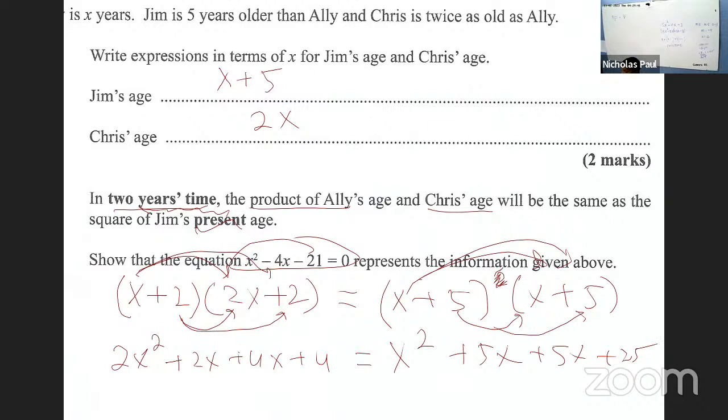Okay, then bring the like terms together. Bring everything from the right hand side to the left hand side, right? 2x squared minus x squared is x squared, 6x minus 10x is minus 4x, plus 4 minus 25 is minus 21. All right? It looks like a long equation, but it's simple. Everything has to come across to the left hand side, right?